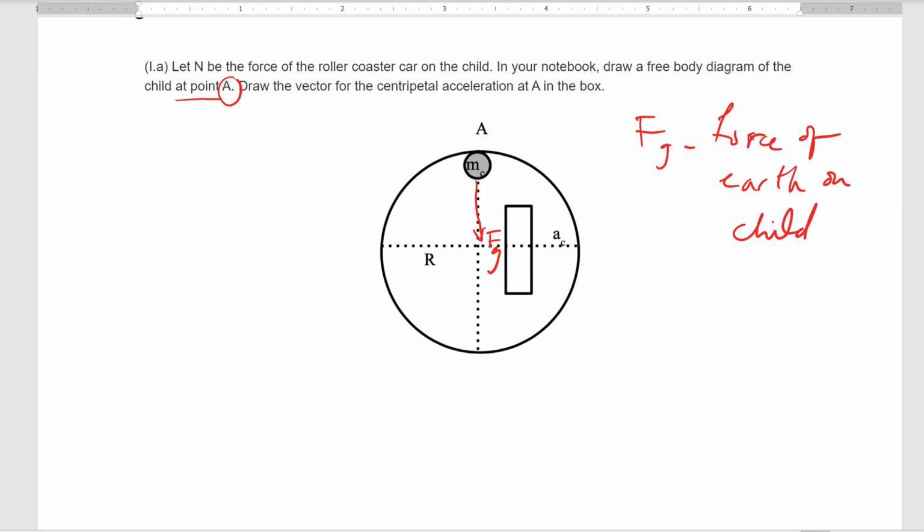And then also remember that the child is sitting on the roller coaster cart. So the seat itself of the cart is pushing against the child. And because the roller coaster is now at the top, that means the head of the child is pointing down. That means the seat is going to be pushing down on the child. And that means Fn is going to be pointing down. So F normal is the force of the seat on the child.